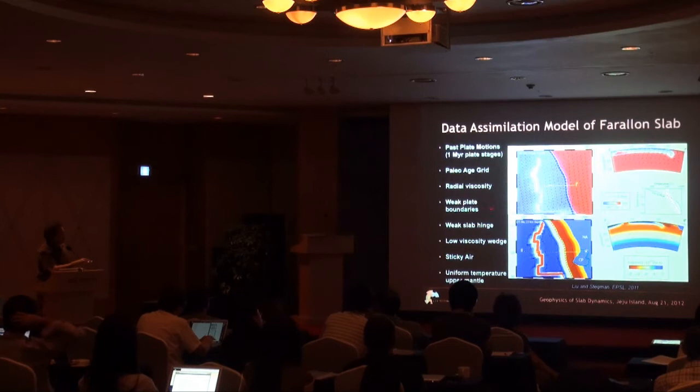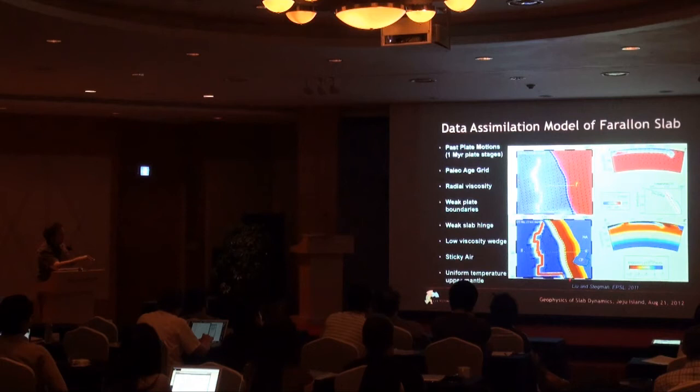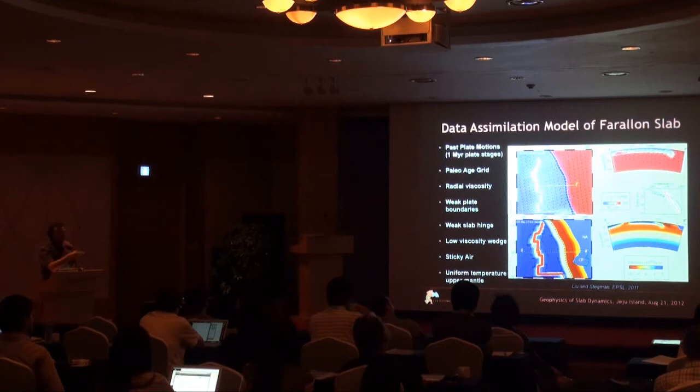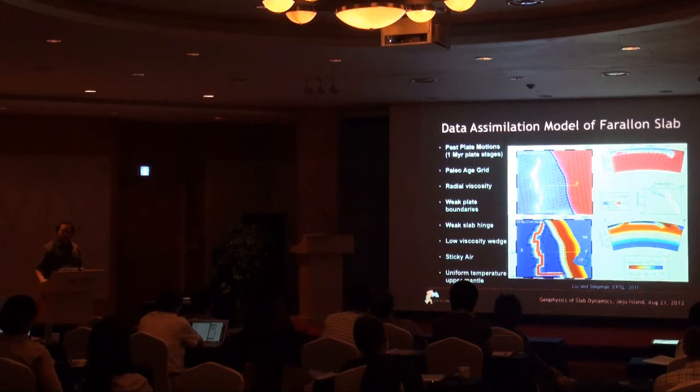And we have to have weak plate boundaries. This is the ridge out here, and this is a weak hinge zone. And this is the Colorado Plateau, it's a strong feature. So we use sticky air as a pseudo-free surface in this. And so we specify with the paleo-age grid the thickness of the plates on the surface that are getting subducted. And the rest is a uniform temperature box. So it's just cold slabs sinking into a passive box, which is a uniform temperature. So there's no global scale circulation here. And there are no plumes. There's no bottom heating in these, okay?